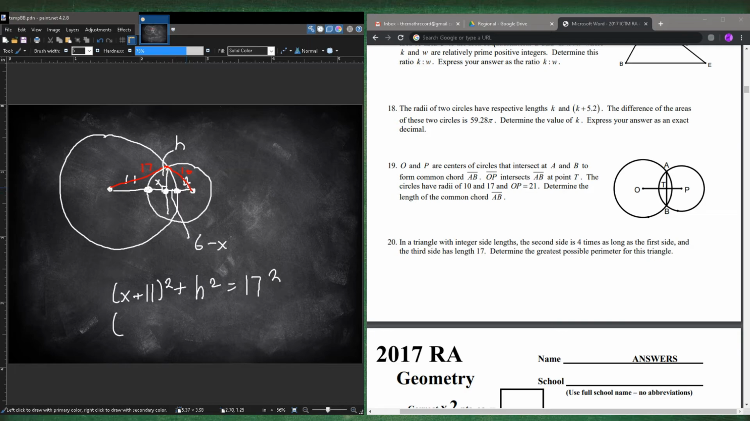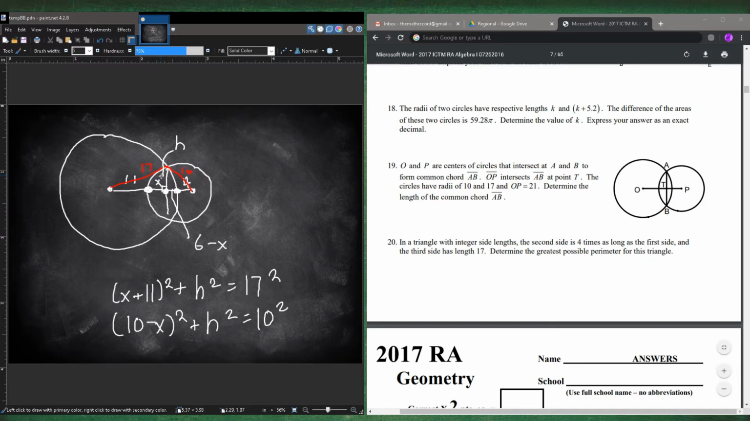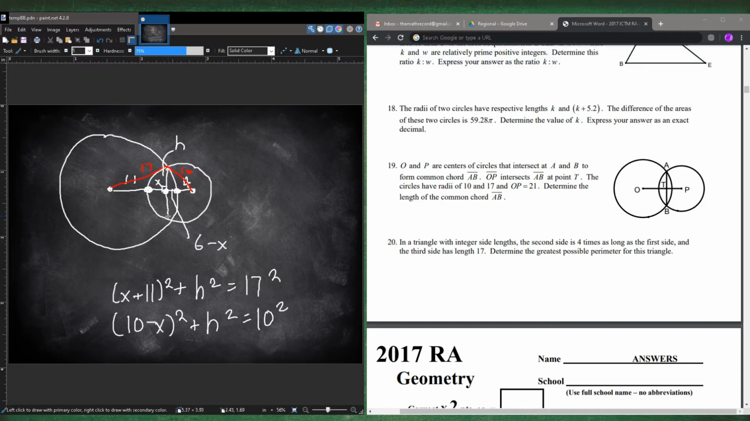Now we have this length, which is 4 and 6 minus x. So add that together, that's 10 minus x. So (10 minus x) squared plus our height squared is equal to our radius squared, which is 10 squared. Okay. So what we need to find is the chord AB, right? Our height is just half of that. So we need to multiply by 2. So our actual answer is 2h. So we need to find h. Looking at our equations, let's move this up because we don't need it anymore.